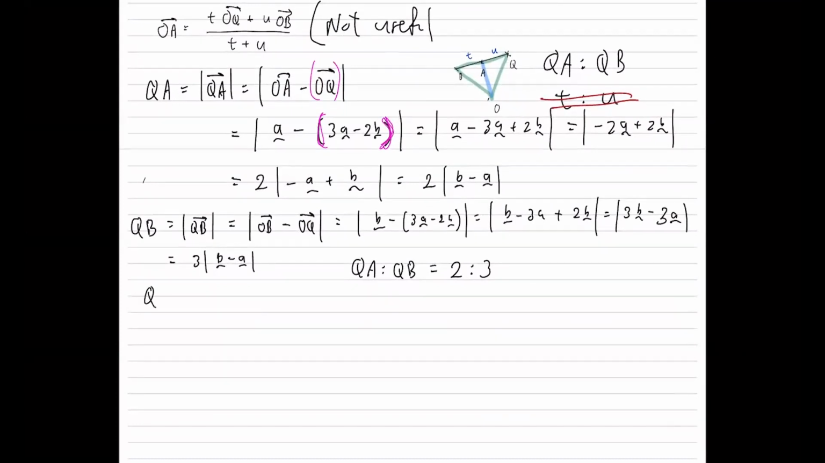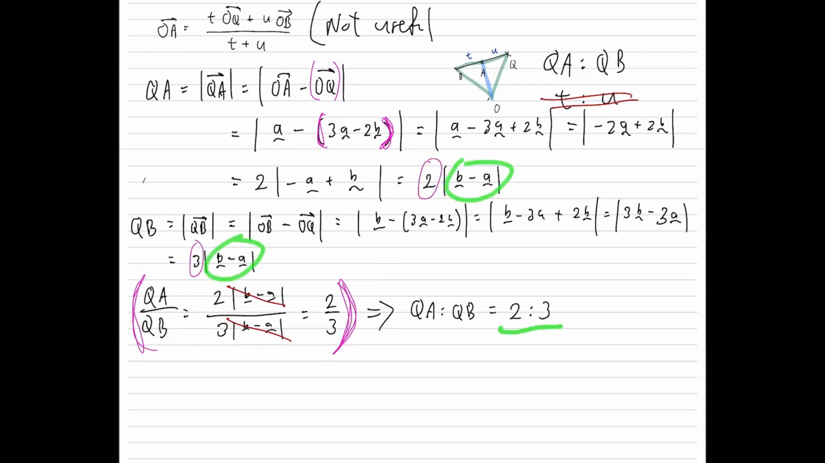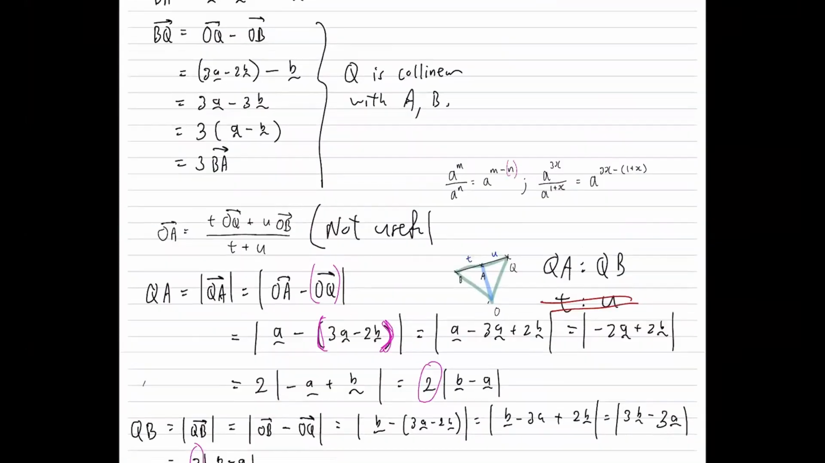Okay. So yeah, just QA over QB, you could just put down 2 times modulus B minus A over 3 times modulus B minus A. Then the modulus is just a scalar, so you can cancel them off. You're left with 2 over 3, which implies QA is to QB is 2 is to 3. This working is not necessary. I think it's quite obvious. You see 2, you see 3, and then you see the common factor. Yeah, it's just 2 is to 3. Okay. Good. That was part A only.